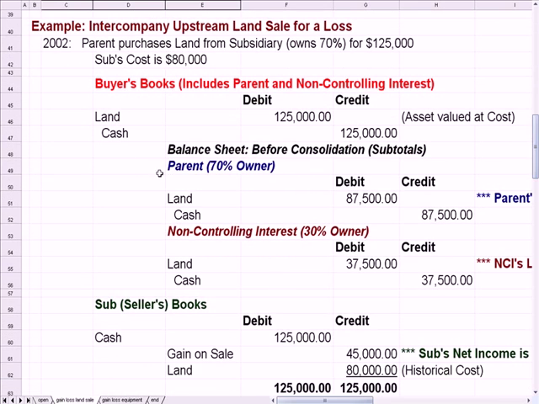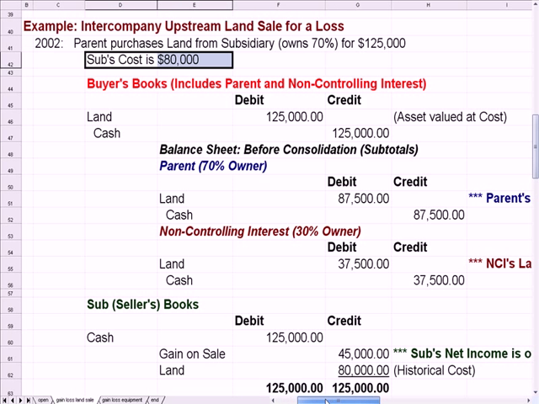So now let's move to our more comprehensive example, intercompany. This is an intercompany upstream sale, which means the sub sells to the parent. The parent is going to be the buyer. Upstream is up to the parent. Downstream would be a sale down to the sub. So this is an upstream sale to the parent for a loss. Let's further assume in 2002, our starting point, that the parent, which owns 70% of the subsidiary, purchases land from the subsidiary for $125,000. The sub's cost of the land is $80,000.